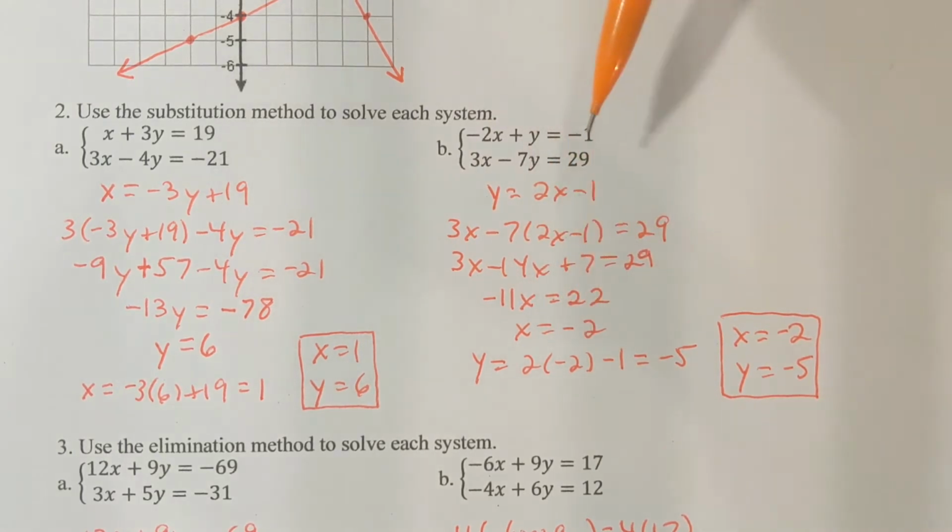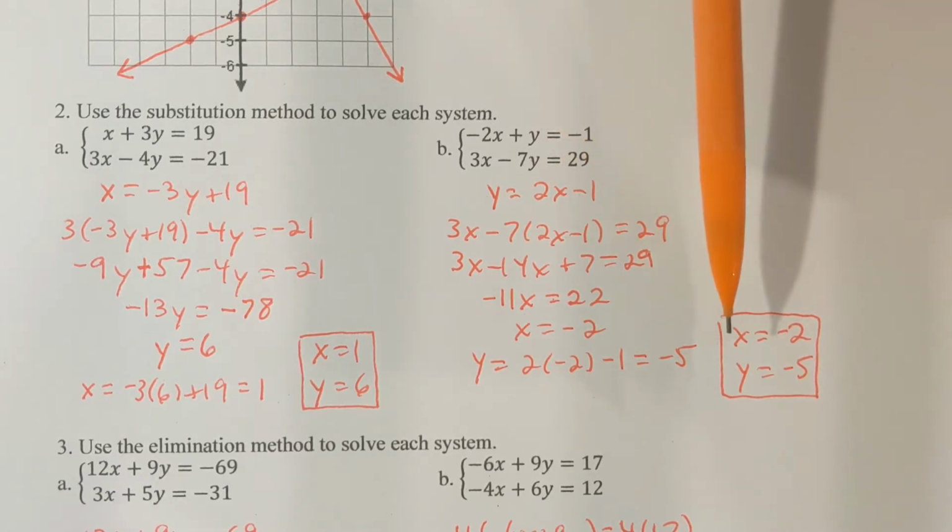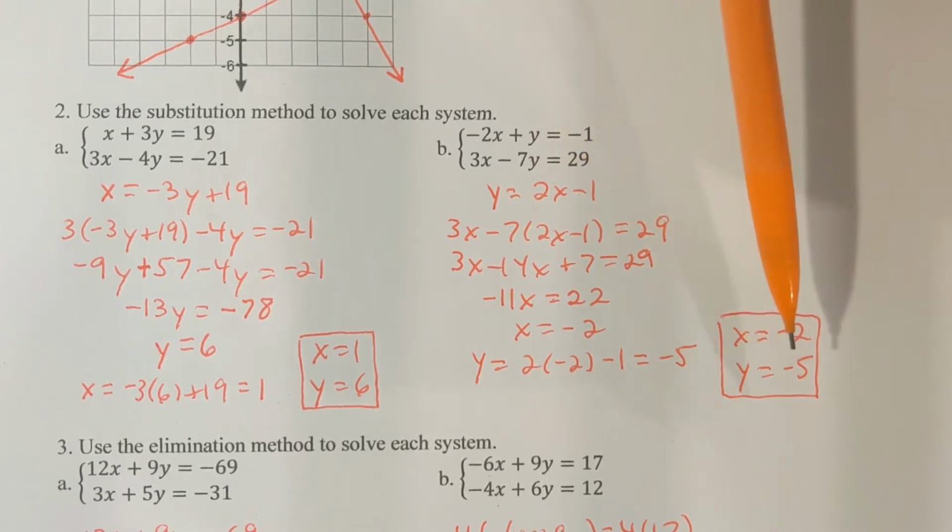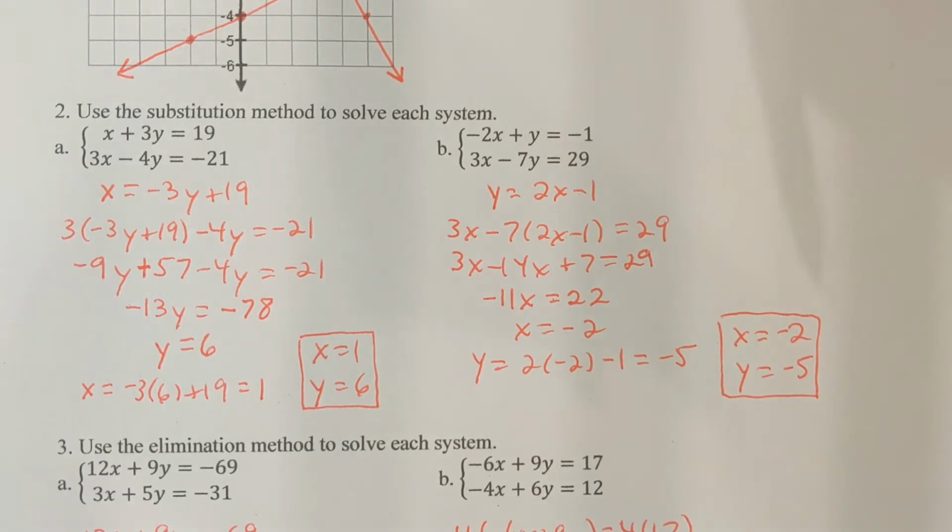And knowing that x is negative 2 means that I can get y by plugging that into my substitution equation here. Negative 4 minus 1 is negative 5. So x equals negative 2 and y equals negative 5 would be the right answer there.